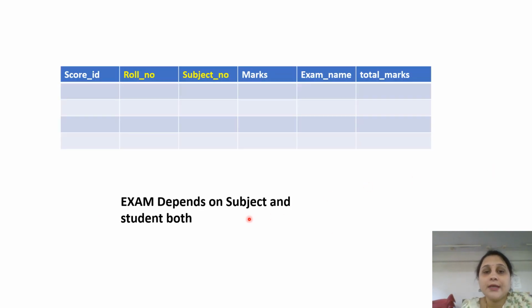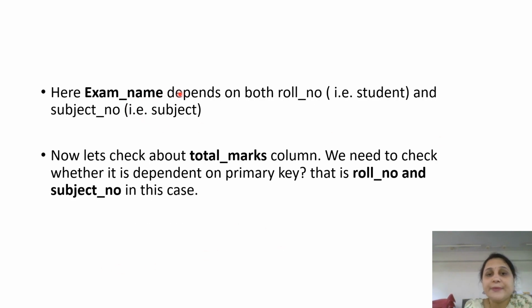Here we can say that the exam depends on the subject and student both. Based on which roll number is taking this subject, the exam name is decided. So the exam column is dependent on the subject and student both. Exam name depends on roll number and subject number, that is, the subject and the student who is taking that subject. Now we will discuss the total marks.